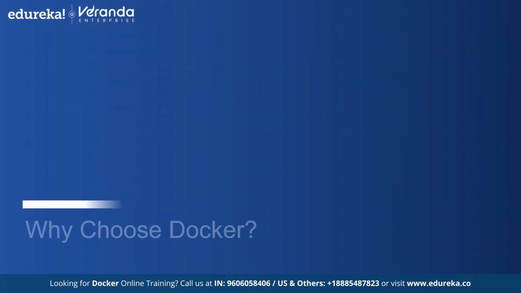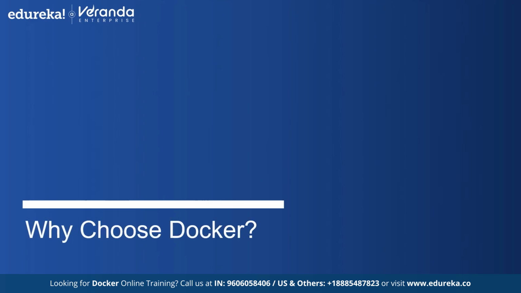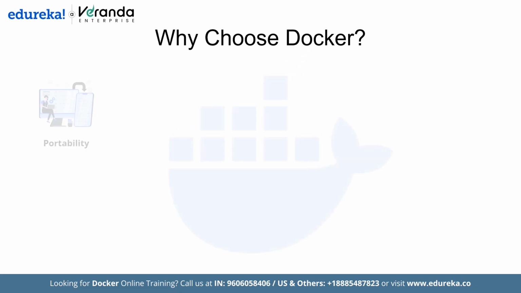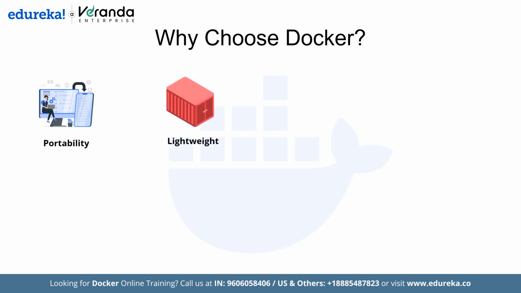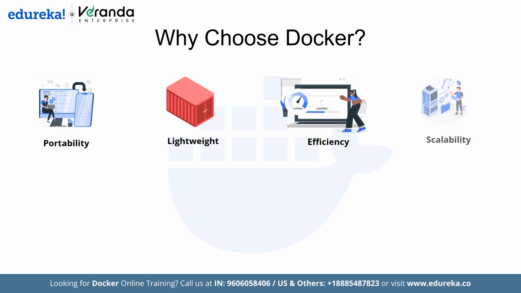Now let's see why Docker is so necessary. First, Docker is portable. That is, it runs apps consistently across any environment. Second, it is lightweight. Containers use fewer resources than VMs, that is, virtual machines. Then efficiency: faster setup times and better resource utilization. Next comes scalability. Easily scale apps using container orchestration. Then is consistency. Same behavior from development to production.